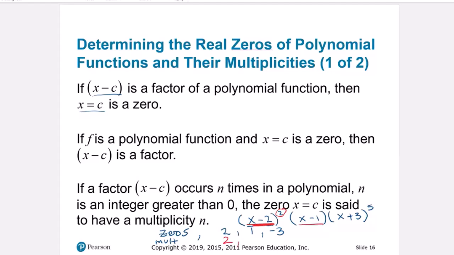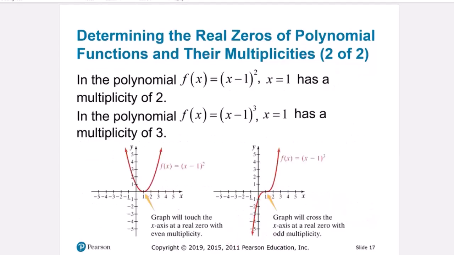X minus 1 doesn't have an exponent, so we can say it's 1. It has a multiplicity of 1. And then the zero at negative 3 has a multiplicity of 5. It's the same as saying x plus 3 times x plus 3 times x plus 3 times x plus 3 times x plus 3, 5 times. That's called the multiplicity. How many times we have that zero. Determine the real zeros of a polynomial function and their multiplicities.